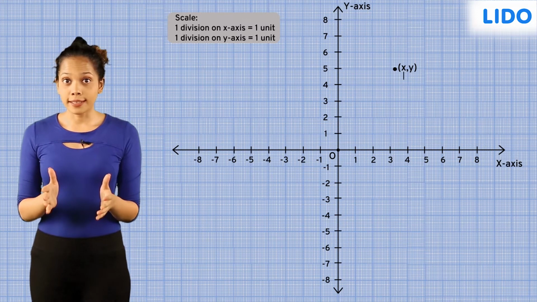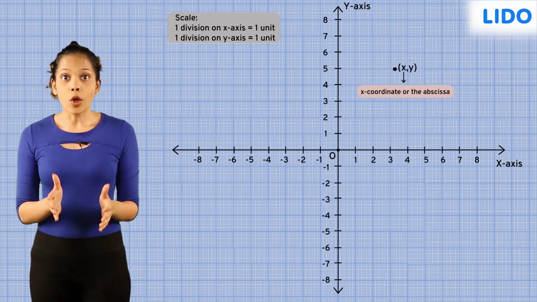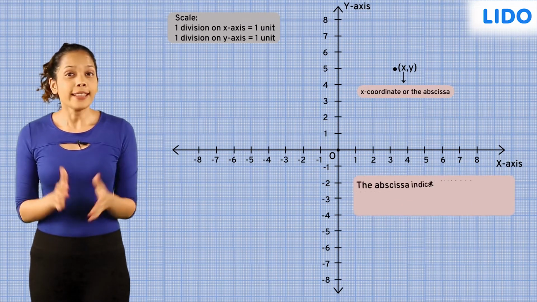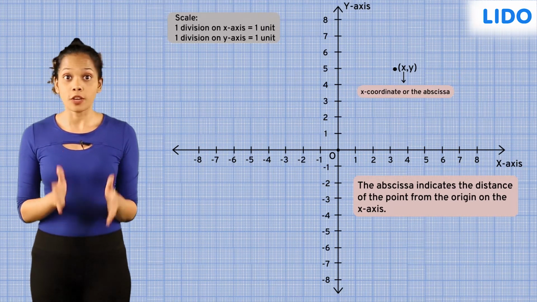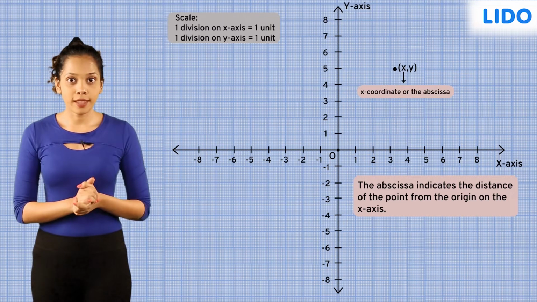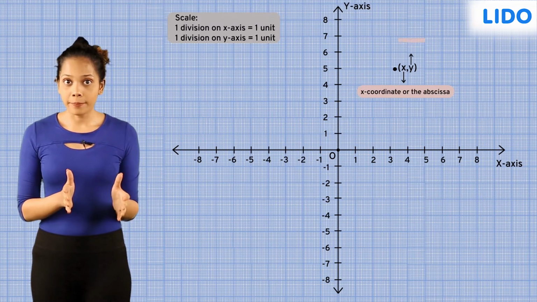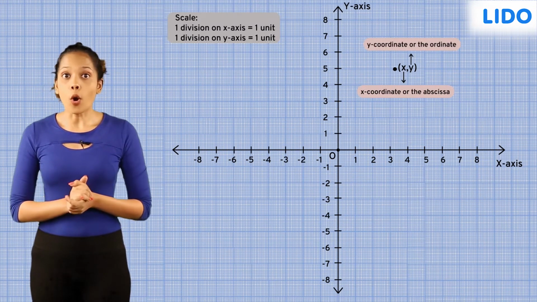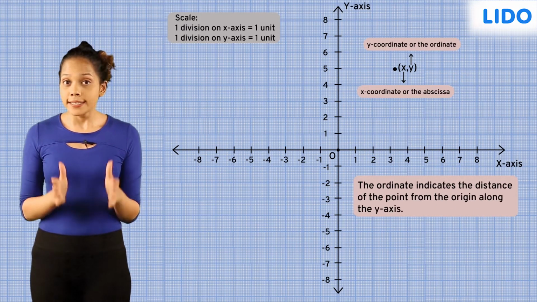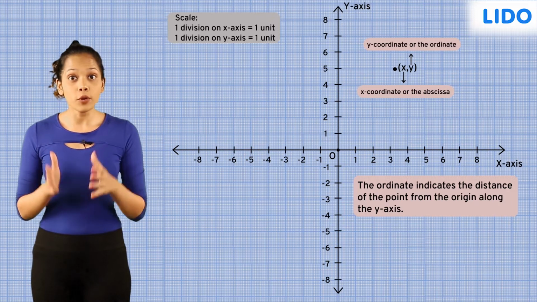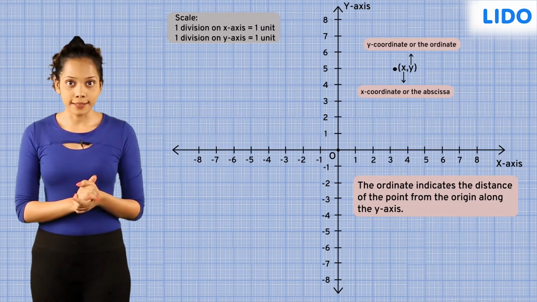The first number x is called the x-coordinate or the abscissa. The abscissa indicates the distance of the point from the origin on the x-axis. The second number y is called the y-coordinate or the ordinate. The ordinate indicates the distance of the point from the origin along the y-axis.